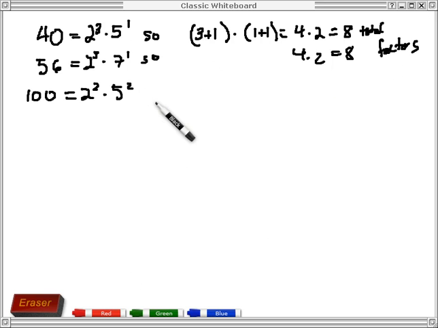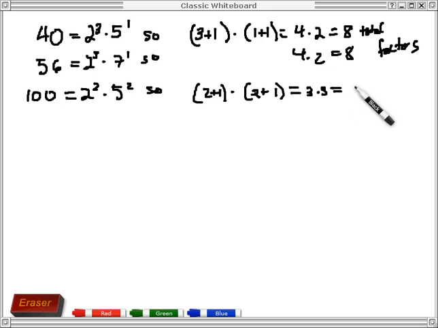And then again, 2 squared times 5 squared is what 100 was. So 2 plus 1, because I could have 0, 1, or 2 2s, and 2 plus 1, because I could have 0, 1, or 2 5s, gives me 3 times 3 gives me 9 factors.